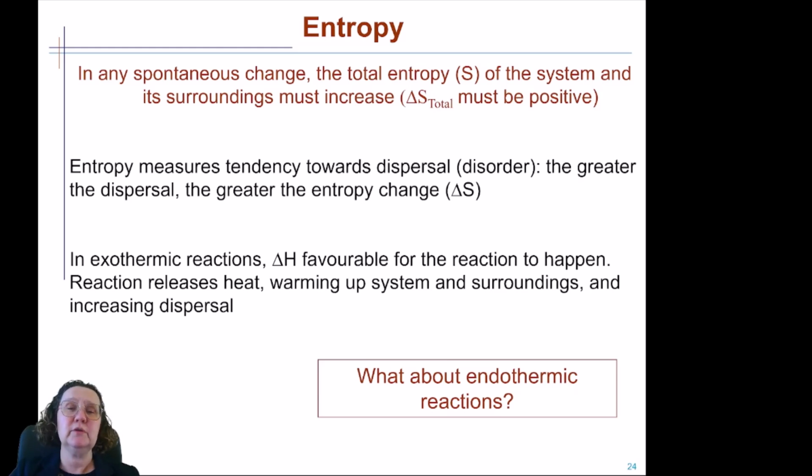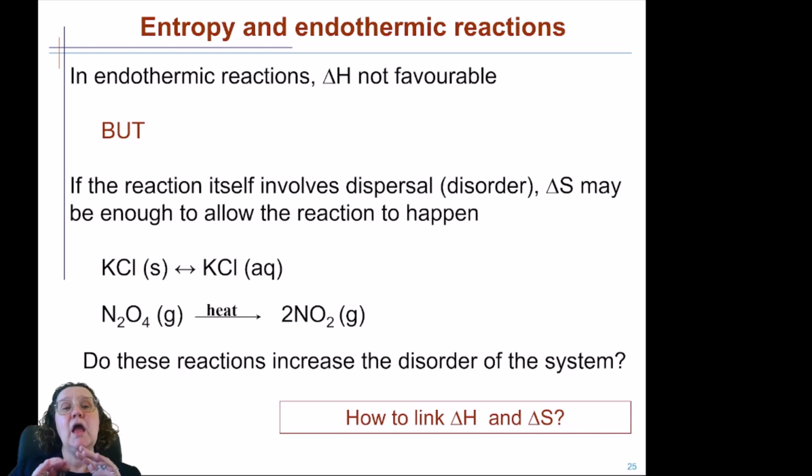So what about endothermic reactions? Can they, at least sometimes, increase the total entropy? And the answer is yes. With endothermic reactions, there is no heat being released, so delta H is not favorable, but some of them involve reactions in which from the reagents to the products you have lost order, so they are a more disordered system. There is a dispersal, an increase in entropy, and if the increase in entropy is large enough, the reaction will happen.